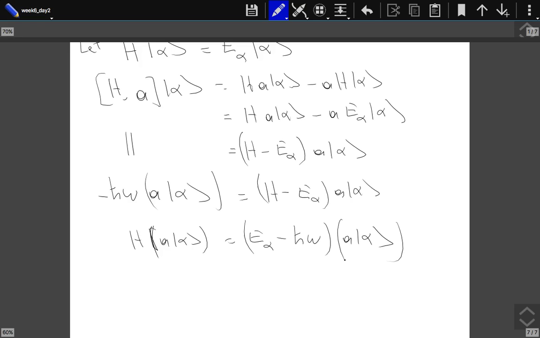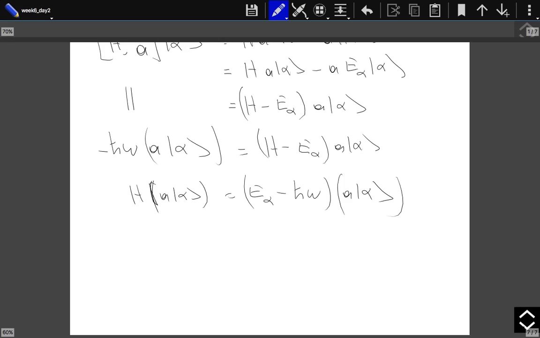But this means that A acting on this ket alpha, which was an energy eigenket, is also an energy eigenket. It has a different energy, and its energy is lower than the energy of this ket alpha by H bar omega. So I can lower the energy of my kets by acting on them with A.